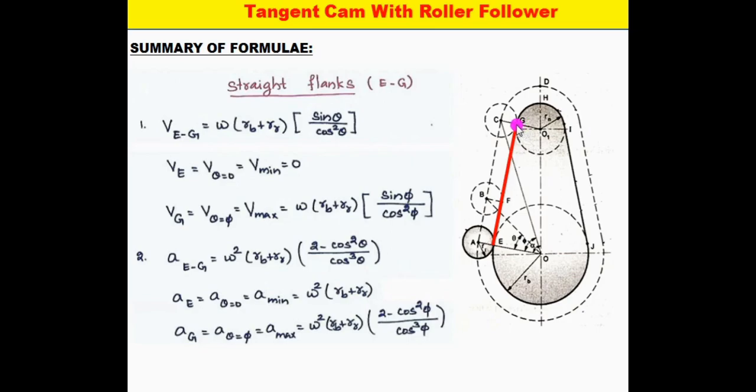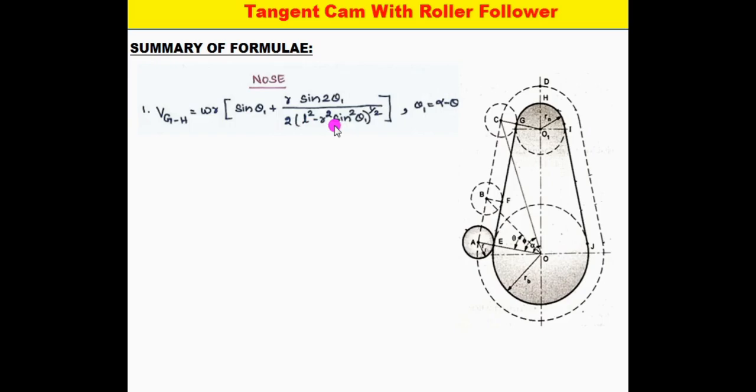To get the acceleration at G, put the value of theta equal to pi. We can get this formula. It is observed that the point E has the minimum acceleration and point G has the maximum acceleration, that is mentioned here. Now consider this nose.